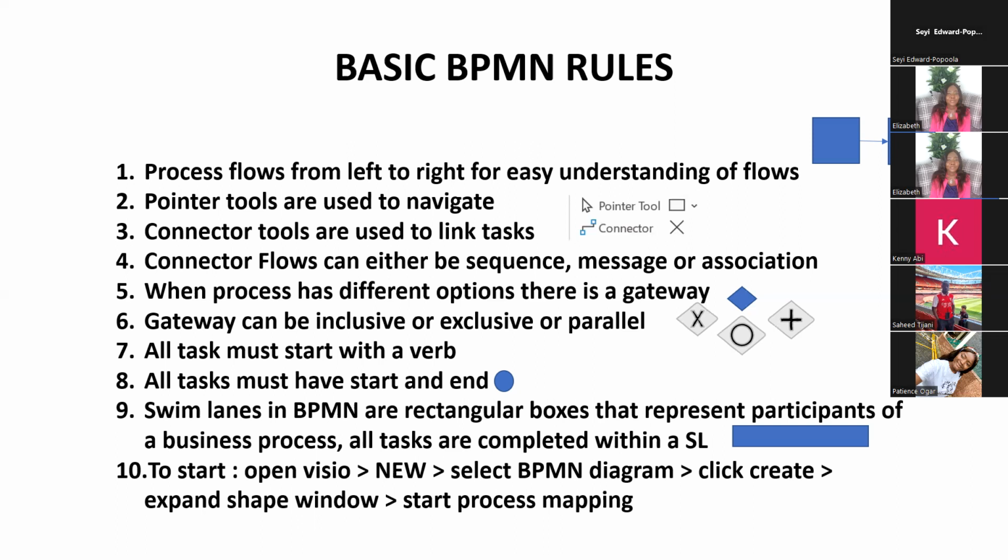Gateway can be inclusive, exclusive, or parallel. There are, I think, about 8 types of gateway, but the major ones we use are inclusive. That means you have the option to select one or more options. Exclusive is just one option. Then parallel is those processes happen at the same time. I'm going to be explaining it. So all tasks must start with a verb. All tasks have start and end.